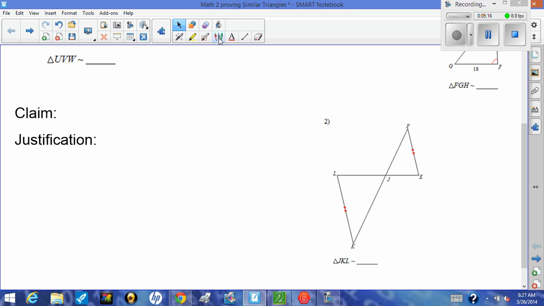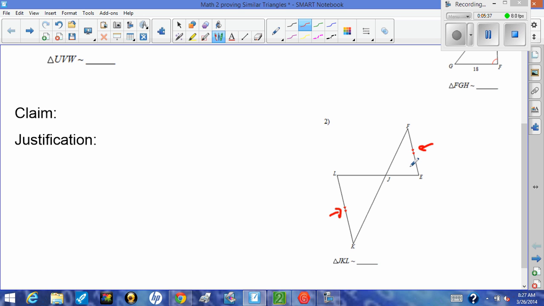The first thing I notice is I have some new notation. The red arrows that you are seeing here and here indicate that these two lines are parallel. That's going to bring in a lot of stuff that we know now from the definitions of yesterday. I also noticed that I don't have any side ratios or side lengths to create ratios.